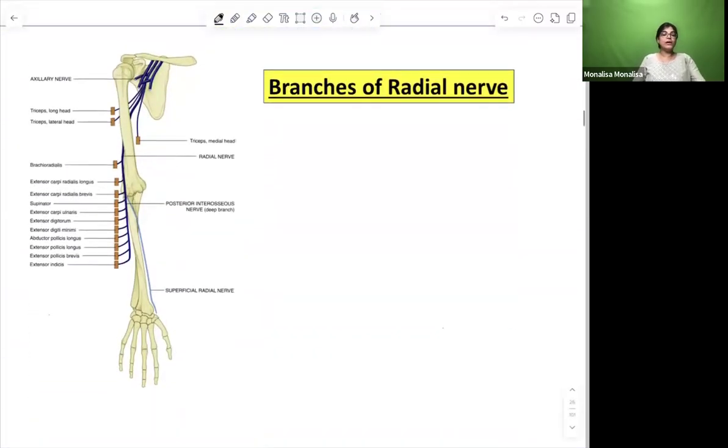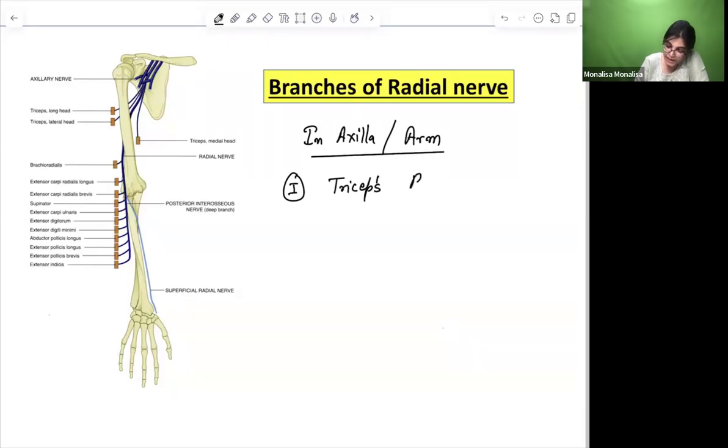Basically, the radial nerve gives innervation to all the muscles of the posterior aspect of the arm and posterior aspect of the forearm. So we can write the names of these muscles. If I'm talking of the branches of the radial nerve, in the axilla and arm it is innervating the following muscles.